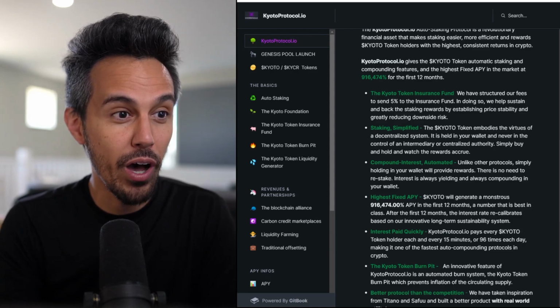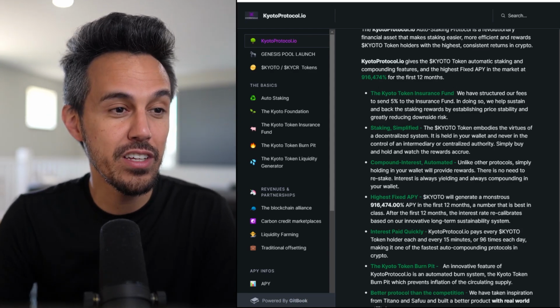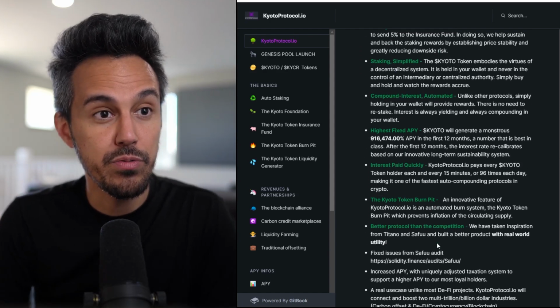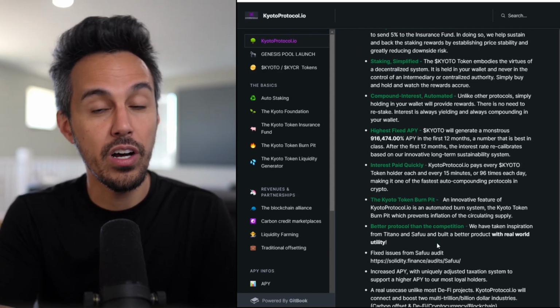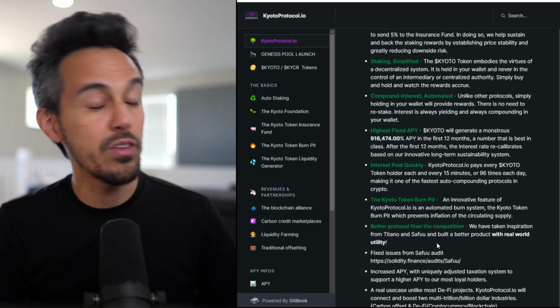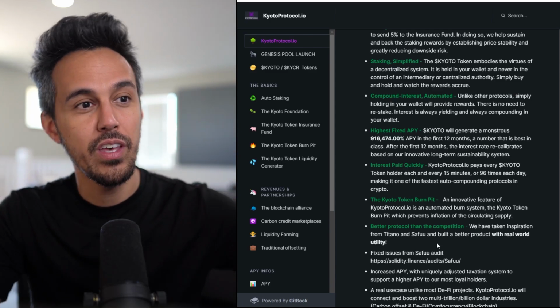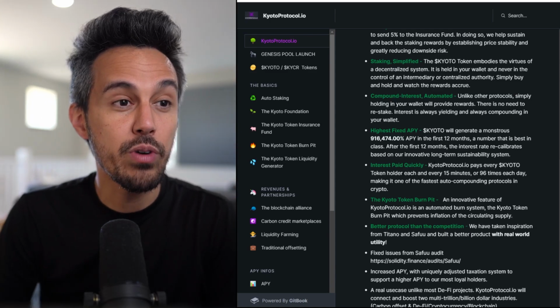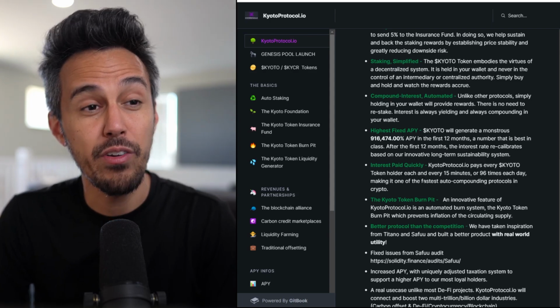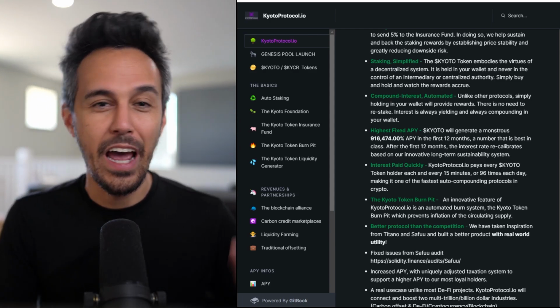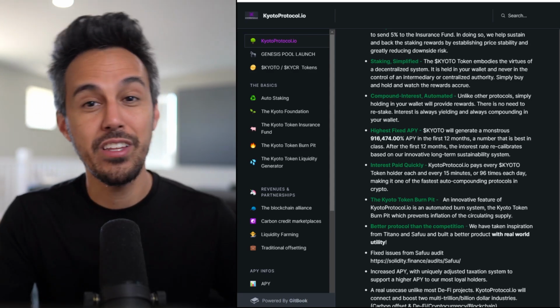Highest fixed APY, obviously I talked about the 916,000 APY in the first 12 months. And after 12 months, interest rate recalibrates based on an innovative long-term sustainability system. So they really think about the future. They're not just thinking about, okay, the first month or first 12 months. They're thinking about many years to come. Interest paid quickly. I think this part was really cool. It's paid every 15 minutes, 96 times per day. A lot of other projects, you have to wait like an hour, even like a couple of days. So it's great that they did it quickly.